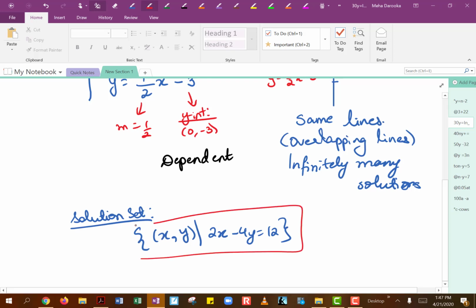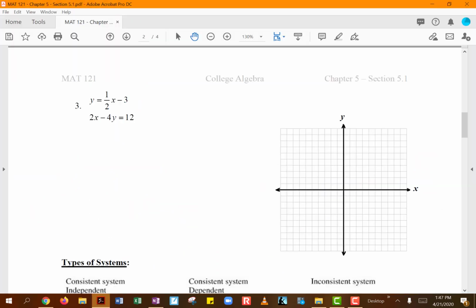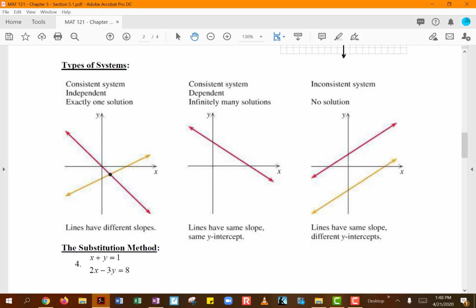Okay, so this is how the graphing method works. You can see we can potentially have three types of answers. You can have exactly one solution, and it will be the ordered pair where the two lines intersect. So we say exactly one solution, our equations are independent, and the system is a consistent system. In this case, your lines would have different slopes.